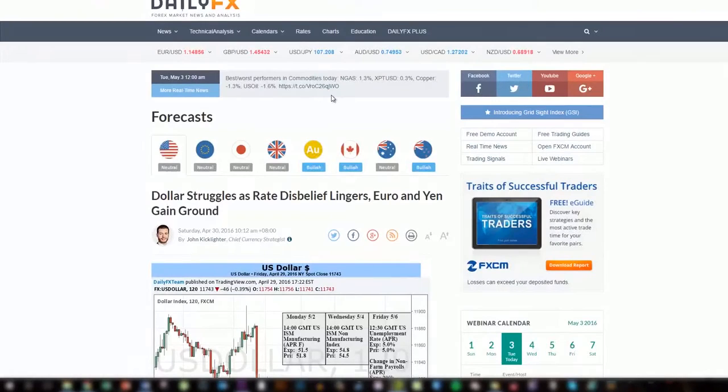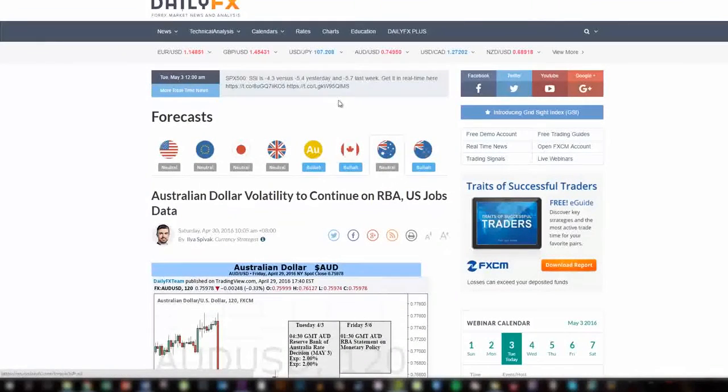Now when we begin our day, the first thing we want to look at is the forecast. So it shows us here that the Aussie and the US dollar are expected to be neutral this week. However, let me show you why I'm planning to focus on these two currencies for today's trade.